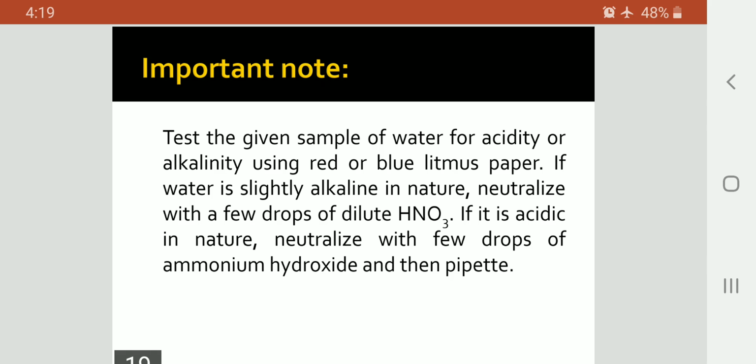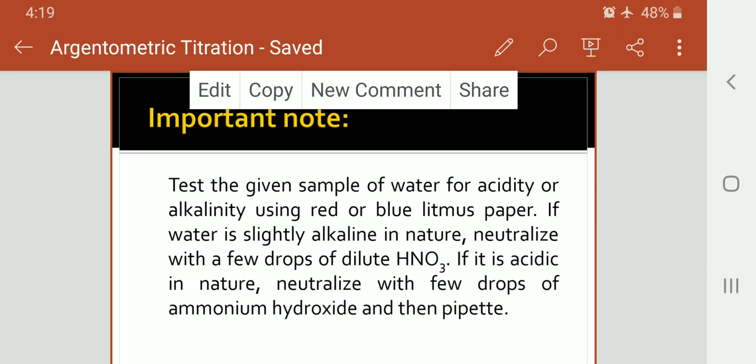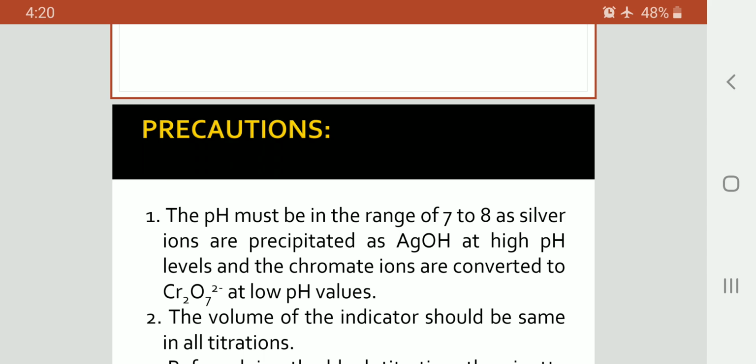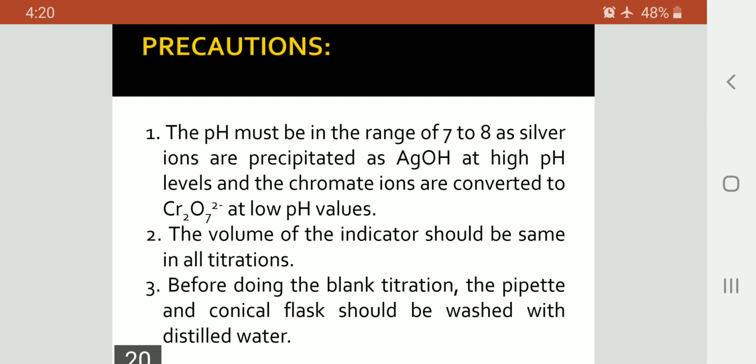Number two, the given sample of water, you need to test it for acidity and alkalinity. Do it by using litmus paper. If it is slightly alkaline in nature, neutralize it with a few drops of dilute nitric acid. If it is acidic in nature, you need to add ammonium hydroxide. And you can read the precautions.